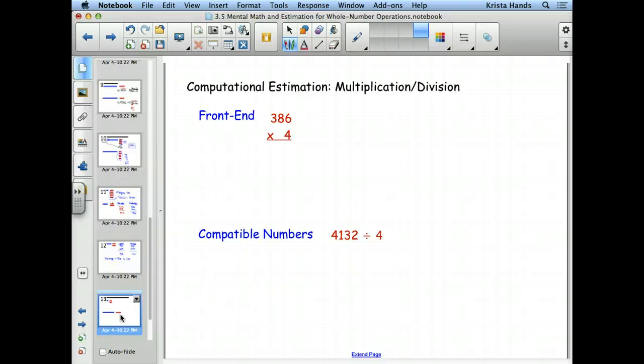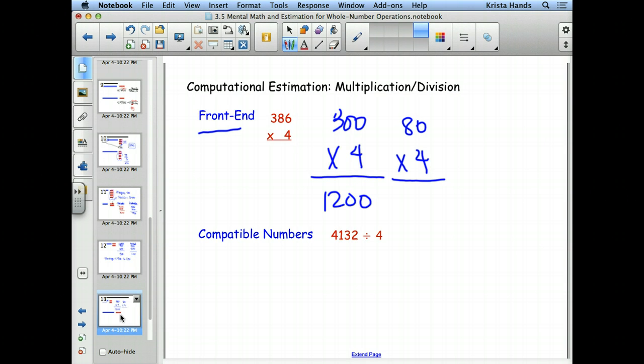All right, so this is estimation with multiplication and division. Okay, so front end, again, means that we use the first digit. So that 386 would be the number 300. We've seen this once before, but we're going to do it here with estimation. So 300 times my 4, and what is 300 times 4? 1200. And then we're going to use the second digit as well, which would be an 8, but it really means the number 80.